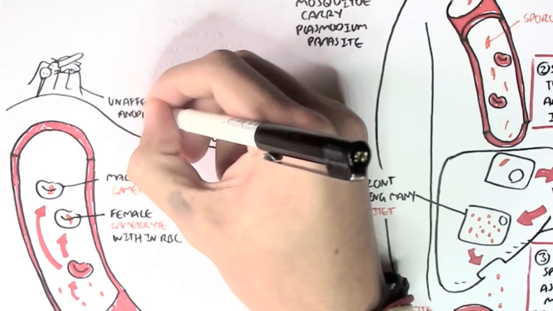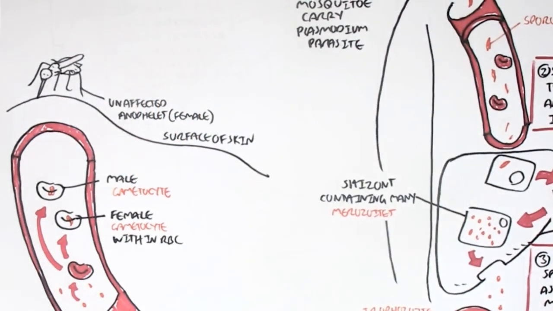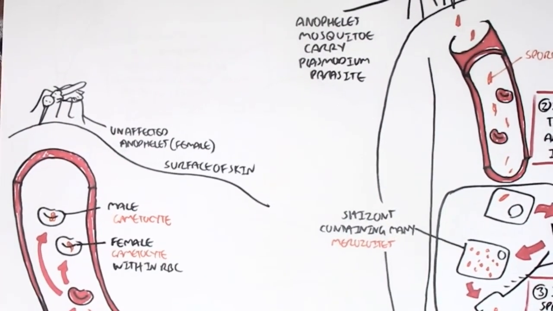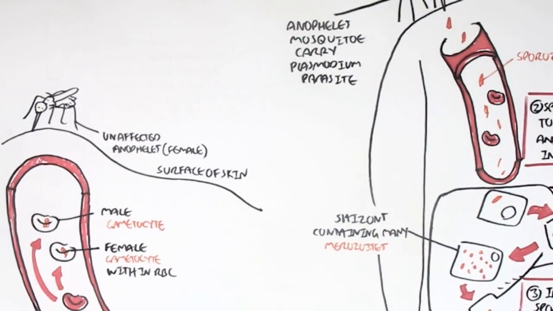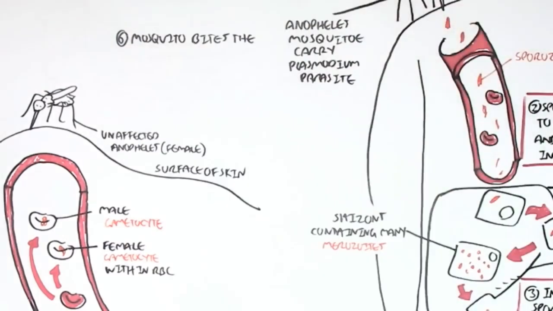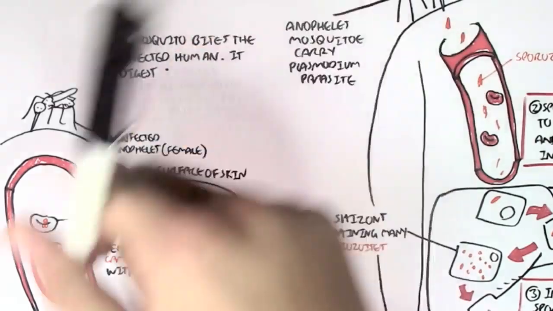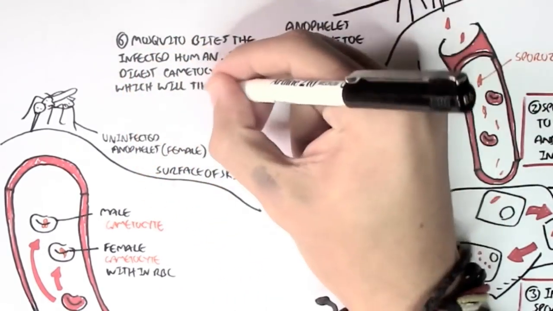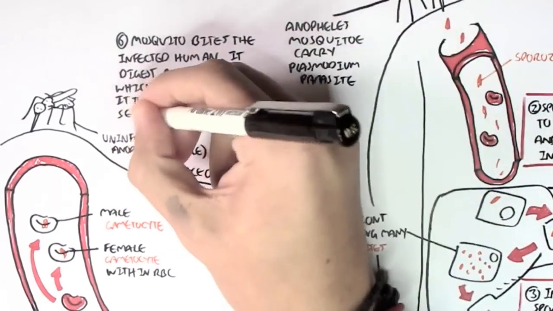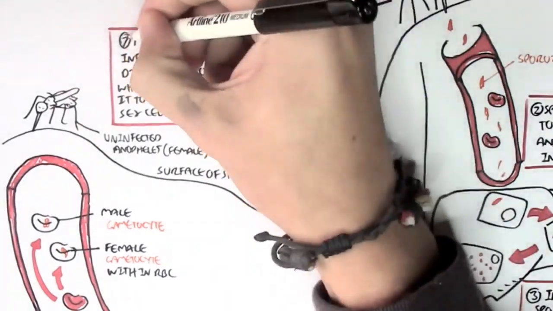So therefore, if another uninfected Anopheles mosquito comes along, a female, and bites this particular infected human being, it will suck up these gametocytes, the male and the female. So writing this up, the mosquito will bite this infected human, it will digest the male and female gametocytes, which will allow the gametocytes to develop into mature sex cells called gametes. So here this Anopheles mosquito will suck up this male and female gametocyte.